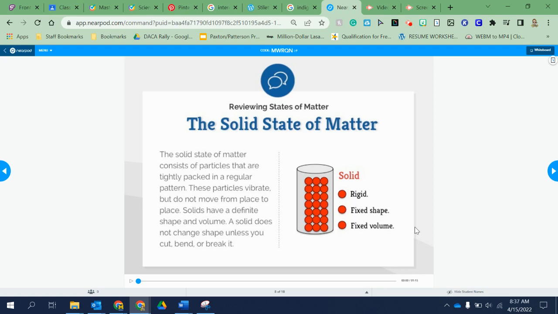And what that means is if you put an ice cube in any shape of container, it's going to stay stuck in that cube shape because that's what a solid does, right? That's a fixed shape. And what they mean by fixed volume is it's going to take up the same amount of space no matter what container you put it in, right? So if you have a little small chunk of ice in a little cup and you move it to a gallon, it's still going to be that same little size, right? It's not going to grow to the size of the gallon just because you move it into a gallon. So it has a definite volume. Again, it doesn't get bigger in size. A solid does not change shape unless you cut it, bend it, or break it, right? So it's going to stay in that shape unless you do one of these things to it.